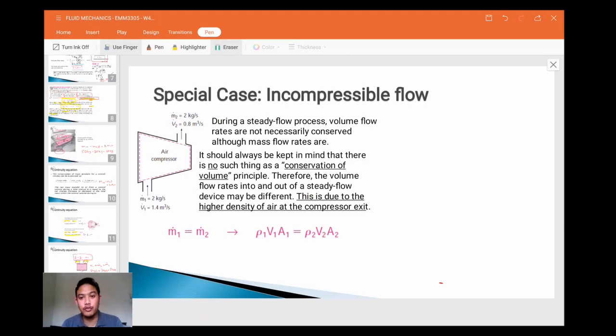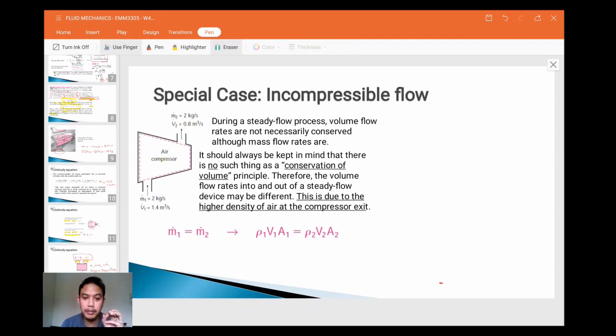Okay. There is a special case for incompressible flow, for example, a compressor. In this case, during a steady flow process, we know that volume flow rates are not necessarily conserved, although the mass flow rate is conserved. So previously, we have three types of conservation: conservation of mass, conservation of energy, and conservation of momentum. But there is no conservation of volume flow rate.